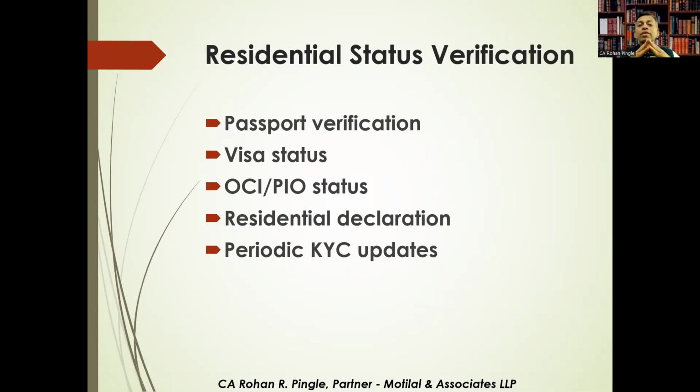So this becomes a direct FEMA violation. Branches must convert the NRE or FCNR accounts into resident accounts or RFC accounts immediately upon change in the residential status. The auditor should verify whether periodic customer status reviews are performed or not.